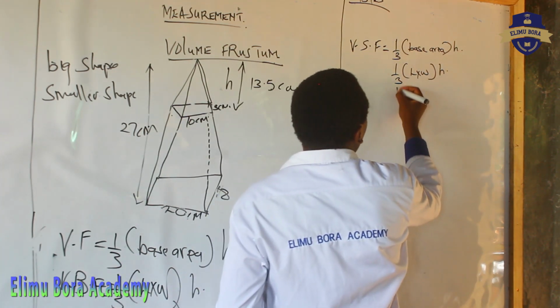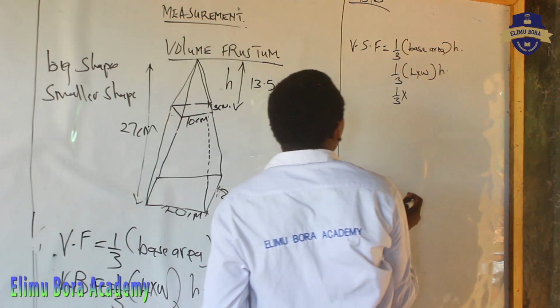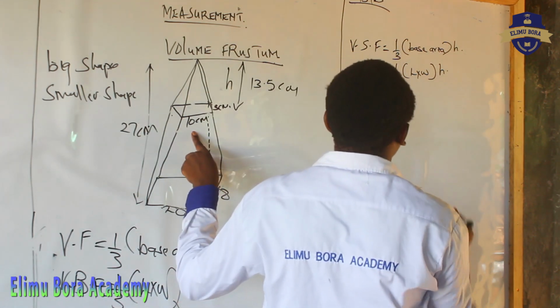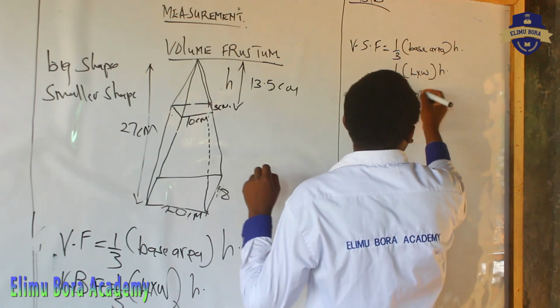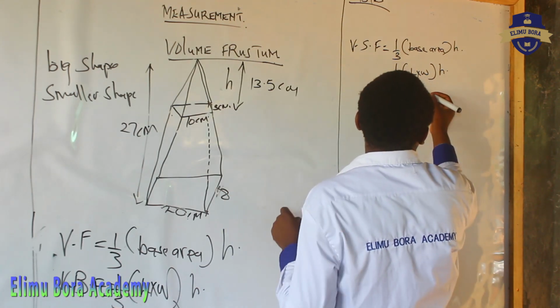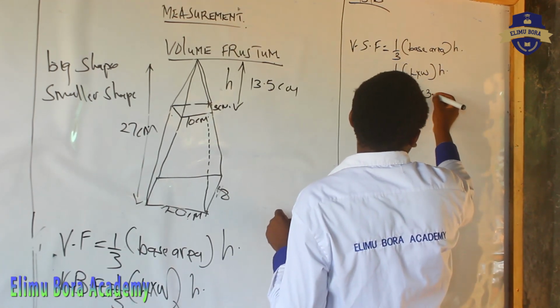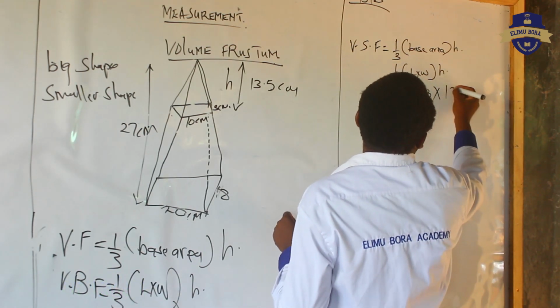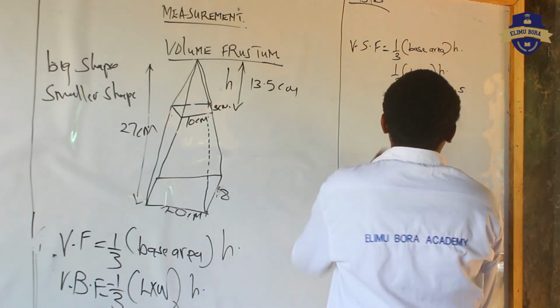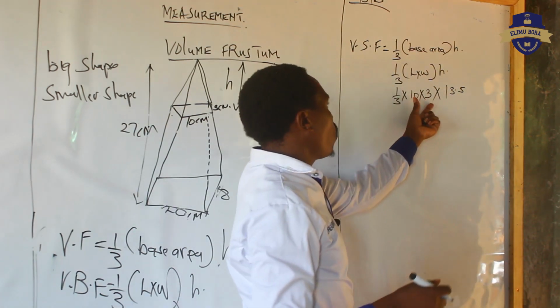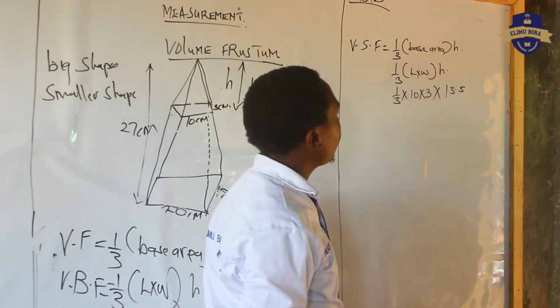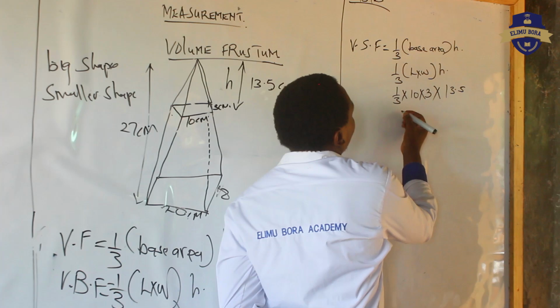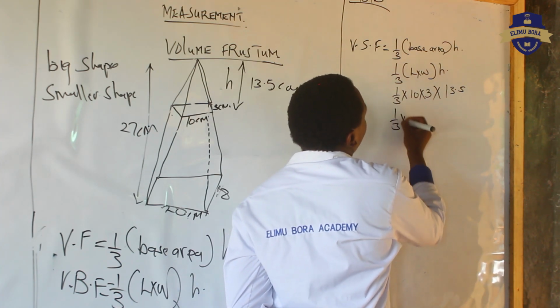So let's look at it. A third, we multiply by the length. Our length there is what, class? 10. And our width is what? 3, good. Then our height is what, class? 13.5, good. Then from there we can multiply the two. 10 times 3 is what? So you have a third times 30.